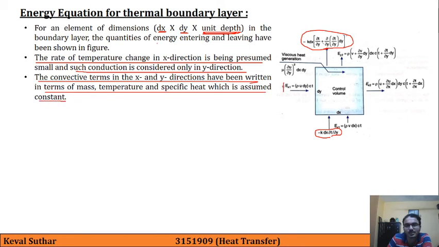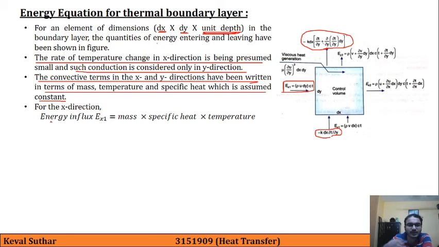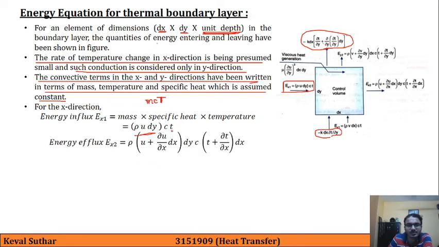So now we are discussing this. For the x direction, we can write the energy influx as Ex1, which is mass into specific heat into temperature. So this is our standard m c T. So now the formula is rho into u into dy, that is for mass, and this is c and T as it is. Energy efflux, that is Ex2.